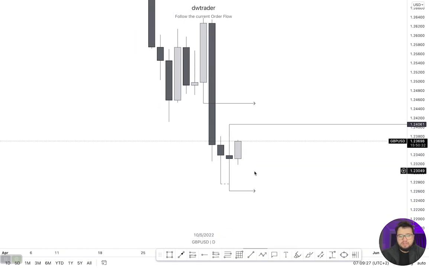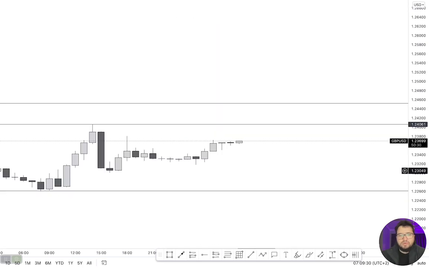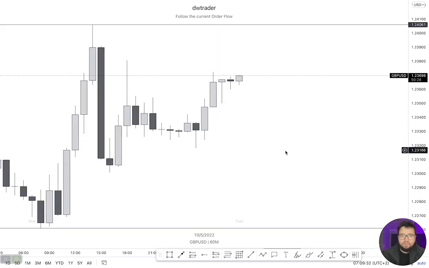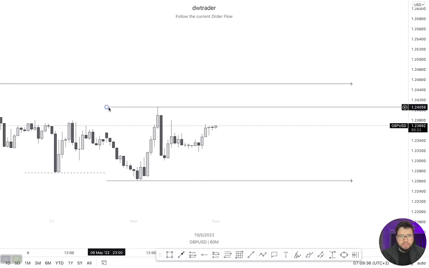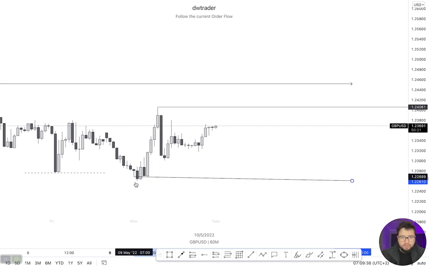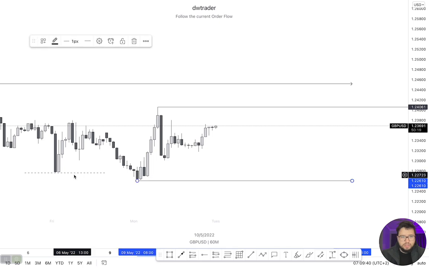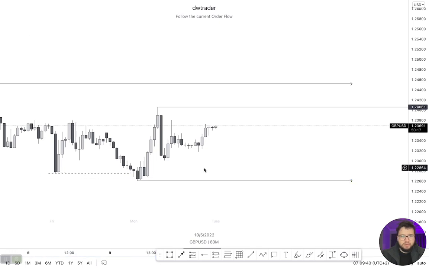Okay, so now from the daily, we're dropping down to the 1 hour. I have those same areas marked on the charts, which is going to clean it up a bit and move it towards the edges. This is where we swept the previous daily low.